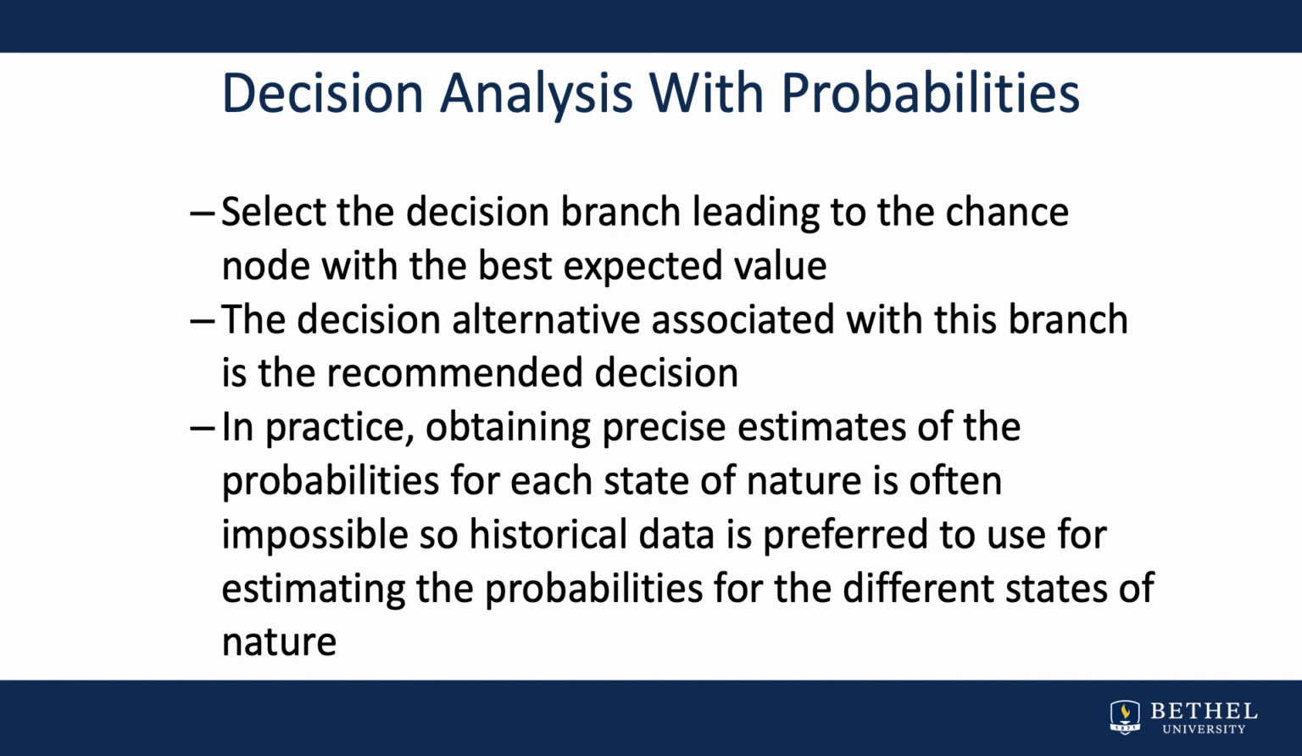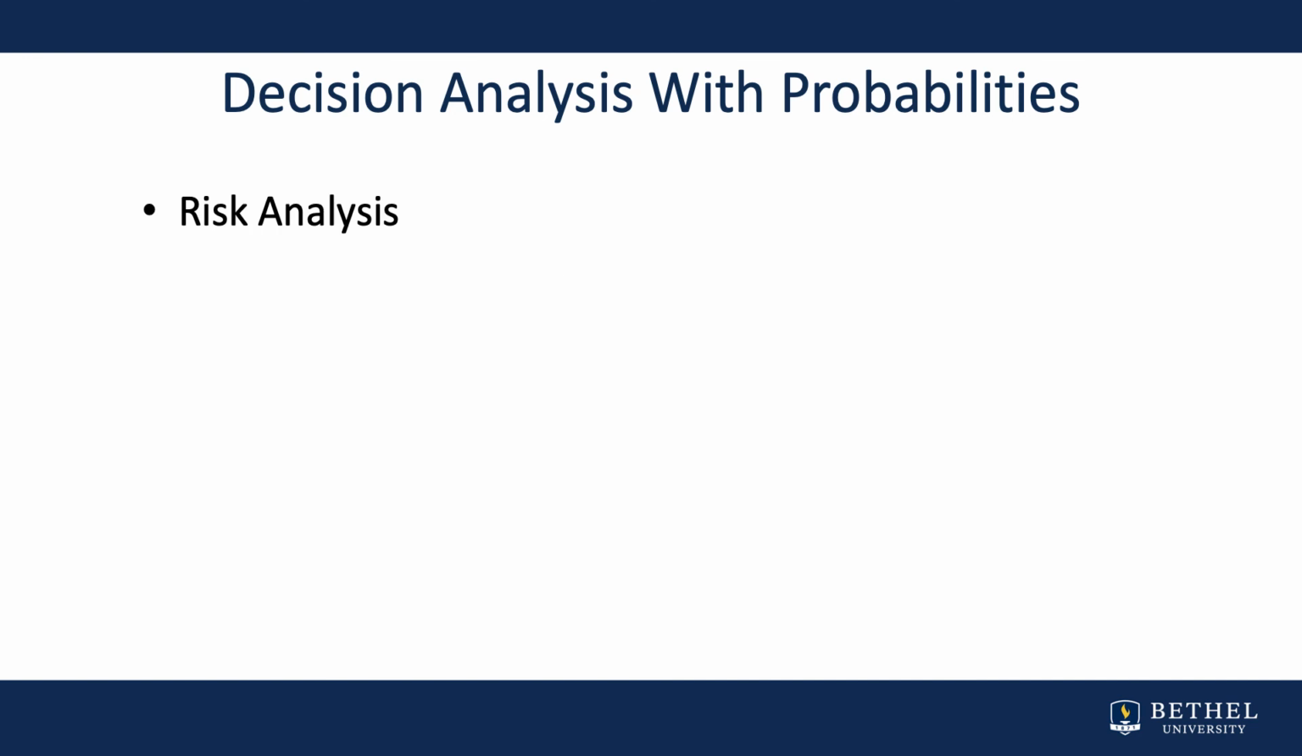In practice, obtaining precise estimates of the probabilities for each state of nature is often impossible. So historical data is preferred for estimating the probabilities for the different states of nature. Now we can talk about risk analysis.